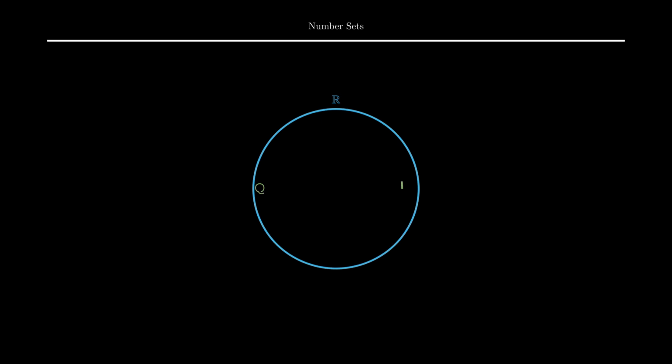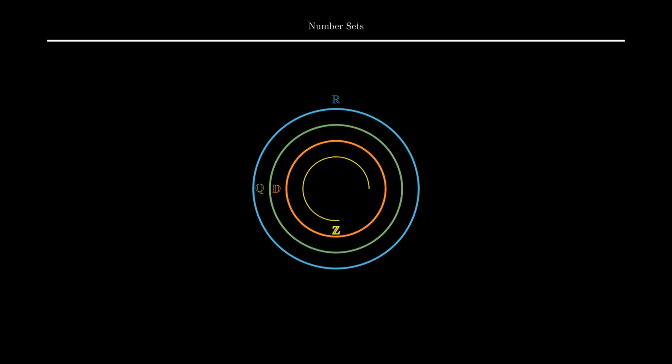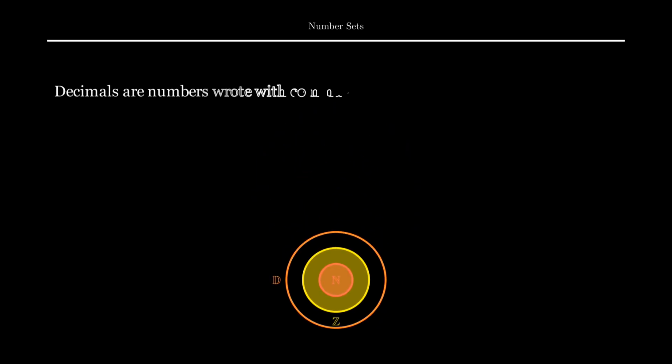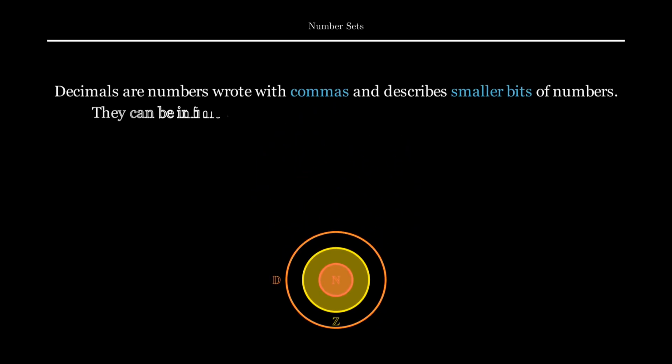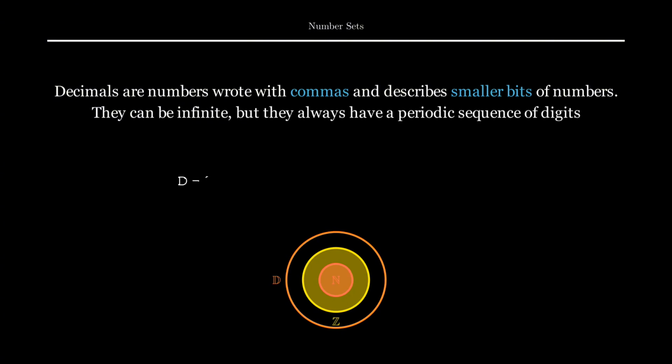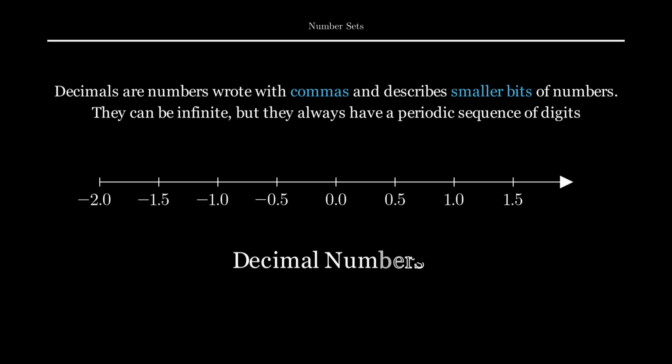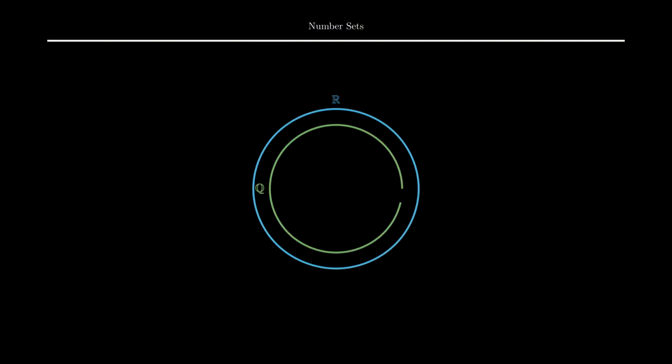By the way, I would like to add that I purposefully removed the C set because it was too complex to talk about. As we are going into the set that contains all decimal numbers, I think it is important to describe what decimals are. They are numbers with commas and describe the smaller bits of a number. They can be infinite, but they always have a periodic sequence of digits, like shown down below on this axis. This time, the axis goes on to infinity on both sides, but also in a third way.